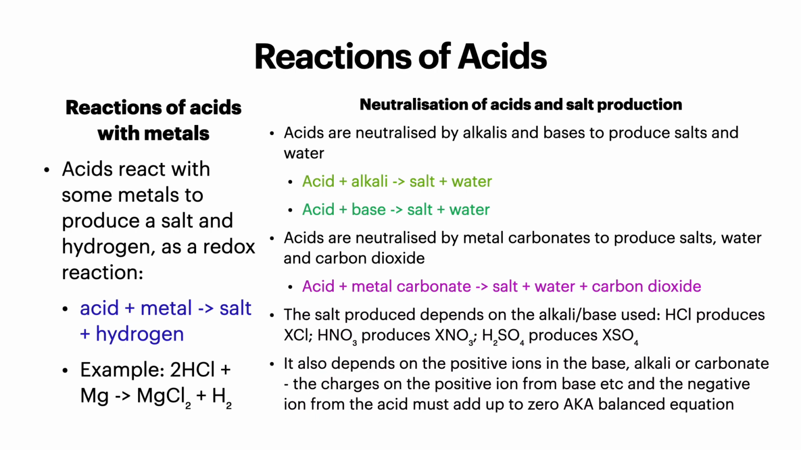Salt produced depends on the alkali or base used. So hydrochloric acid produces X chloride, HNO3 produces XNO3, H2SO4 produces XSO4. So basically, you're removing whatever is on the beginning of the alkali or base and adding the main component of the acid. It also depends on the positive ions in the base, alkali or carbonate. The charges on the positive ion from the base, alkali, carbonate, etc., and the negative ion from the acid must add up to 0, aka a balanced equation like always.